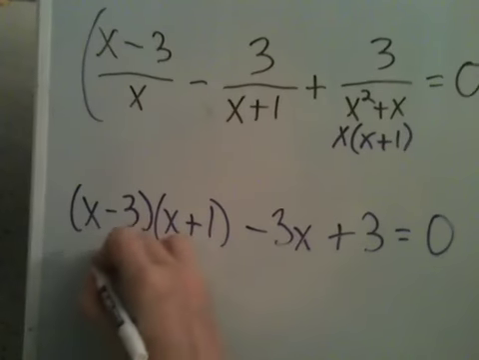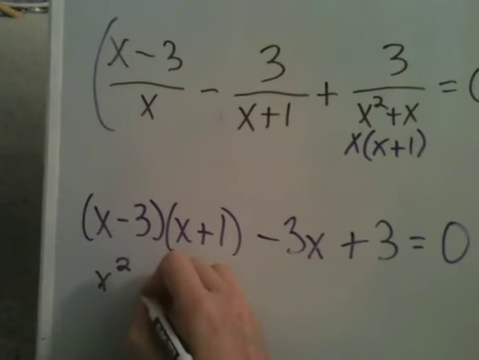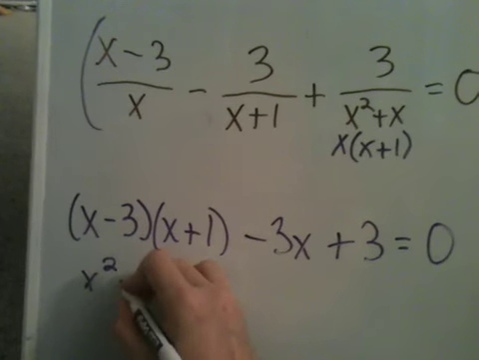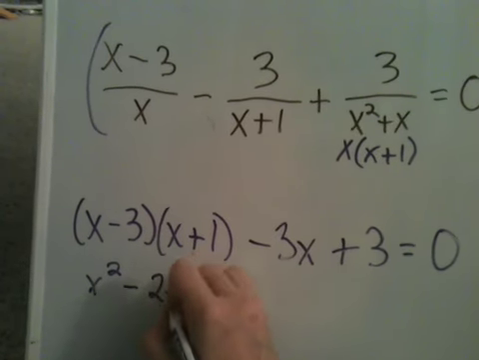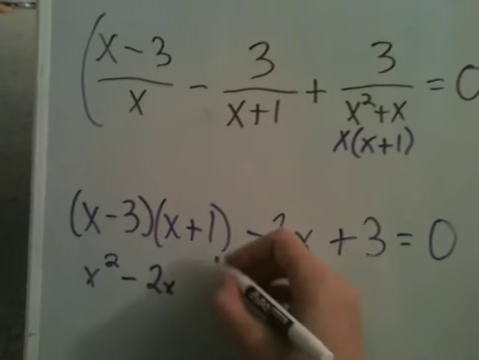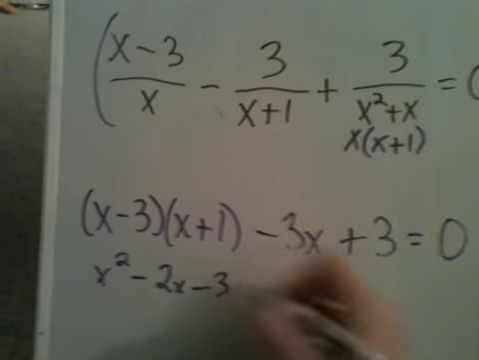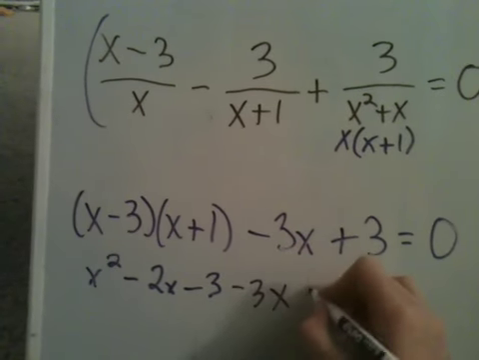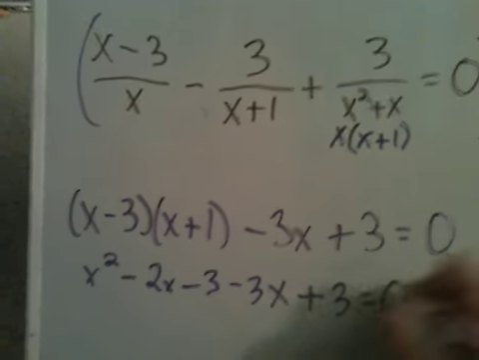Okay, so let's go ahead and solve this out. This we would FOIL and get x squared. We get 1x and negative 3x, which gives me negative 2x. Negative 3 times 1 is minus 3. And I still have the rest of this.